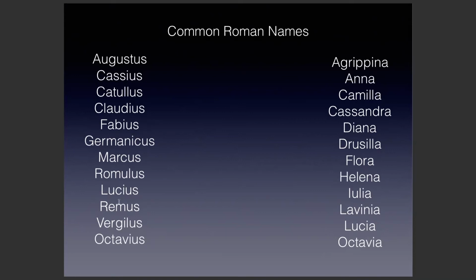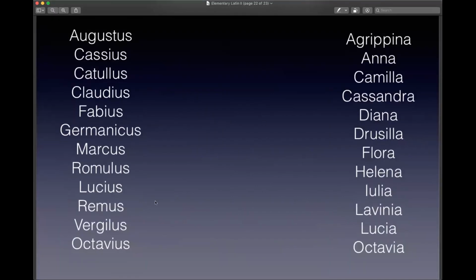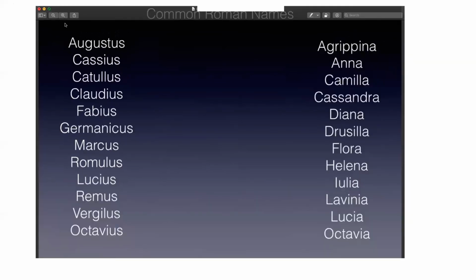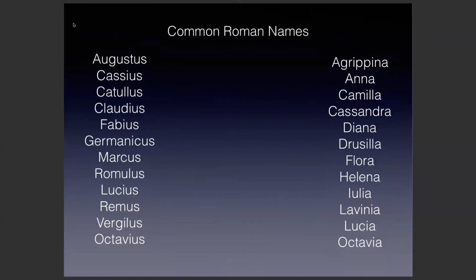And then we have Remus, right, which is Romulus's brother, Remus. And we have Virgilius, the poet Virgil. If you learn any more Latin at all, you'll be encountering Virgil. He's a very important writer. Then we have Octavius, right? Octavius is the first emperor of Rome. We call him Octavian in English.